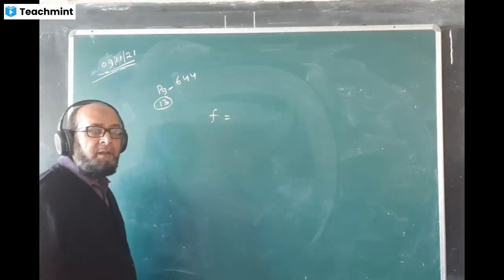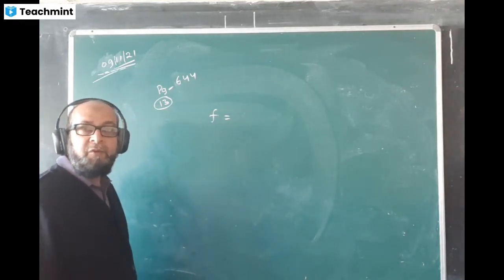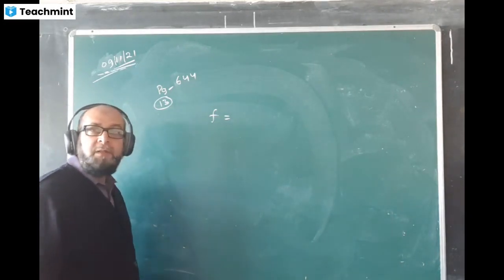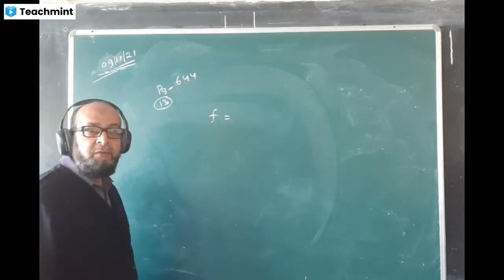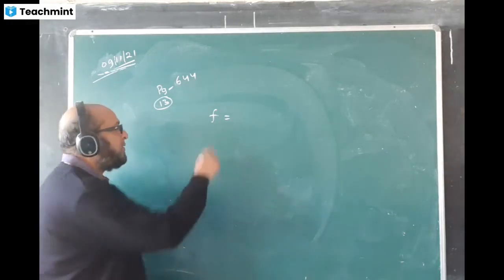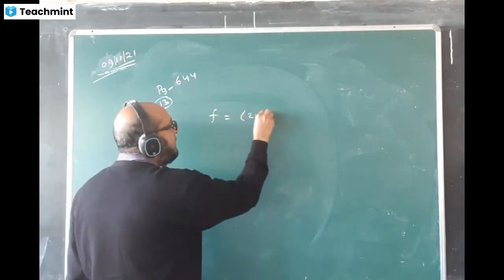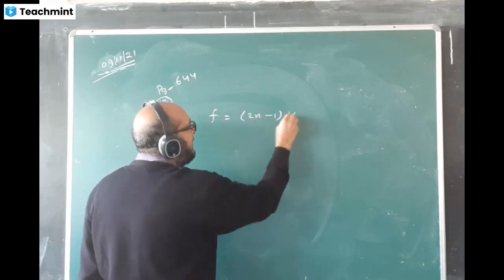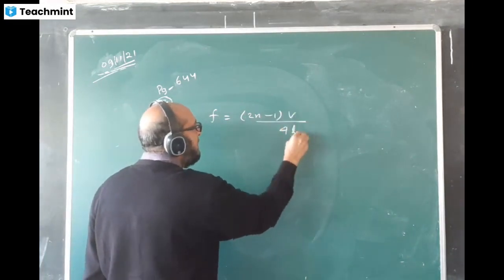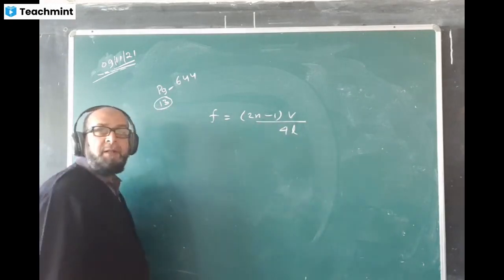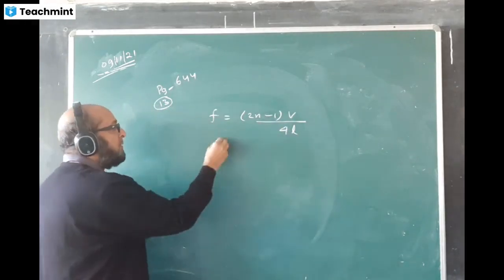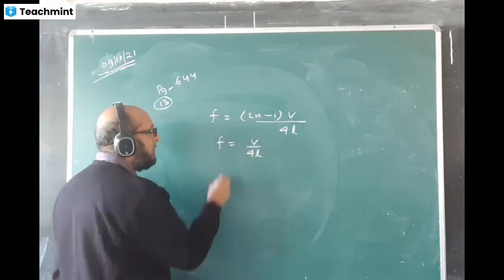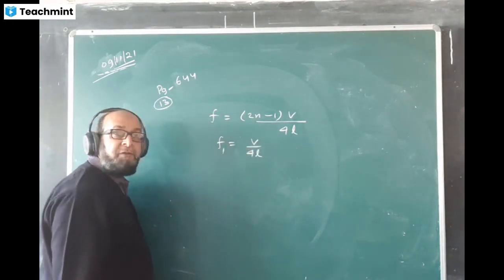If you remember, it is an odd multiple of V by 4L for a closed pipe, and for an open pipe an integral multiple of V by 2L. Here I write (2n minus 1) V by 4L. This is the formula. For fundamental, n value is 1. So the value of f will become V by 4L. This is F1, the fundamental frequency.